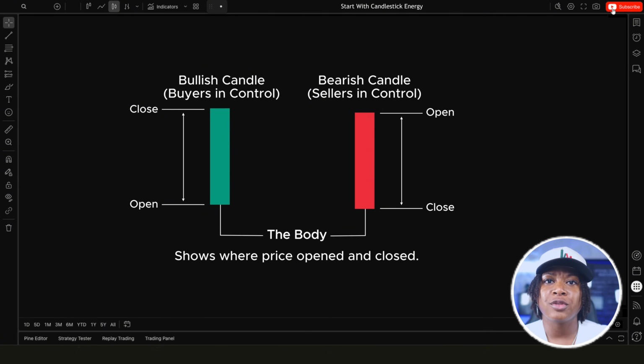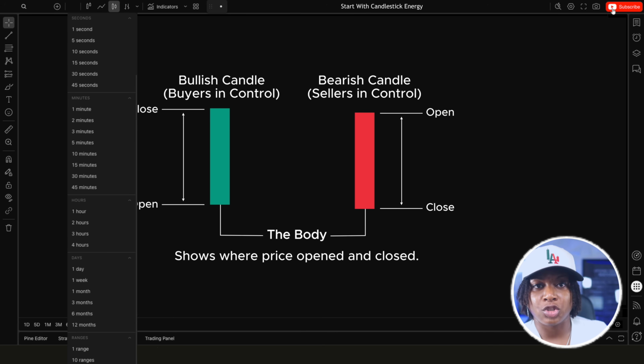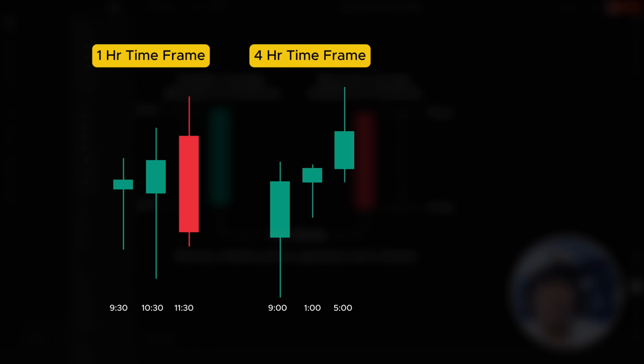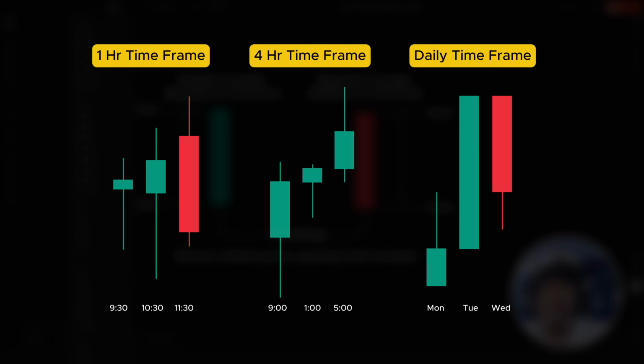And of course, we all know that each one of these candlesticks, the amount of price data that's in there is going to be based on the chart time frame that you're looking at. So 1 hour chart, 1 hour worth of price movement. 4 hour chart, 4 hours worth. A daily chart, a day. So, okay, you know that.